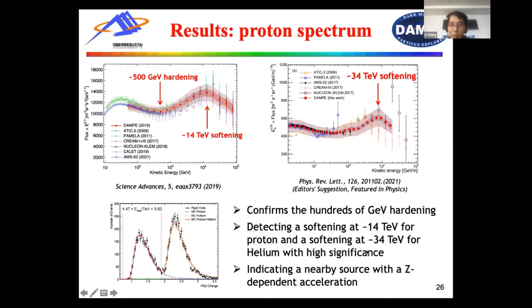DAMPE measures the proton spectrum from 40 GeV to 100 TeV energies, and the helium spectrum from 70 GeV to 80 TeV, with a very high precision. The spectrum confirms the 100 GeV hardening, and both detect a clear softening above 10 TeV. For proton it's about 14 TeV, and for helium it's about 34 TeV. And this indicates a nearby source, maybe some nearby sources with a Z-dependent acceleration.